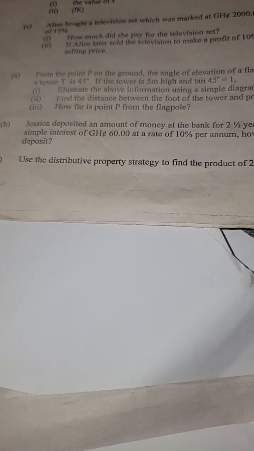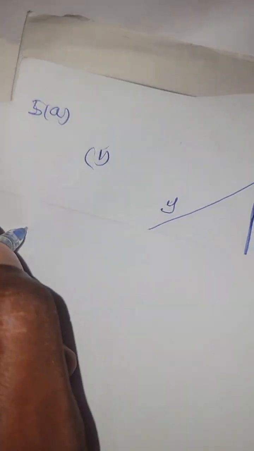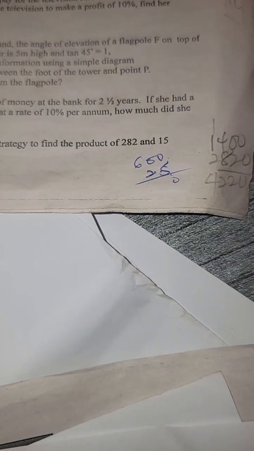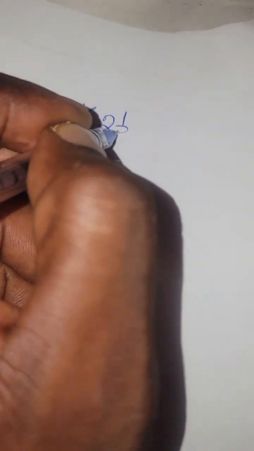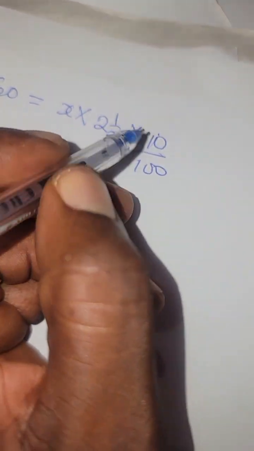B, Jessica deposited an amount of money at the bank for 2.5 years. So the principal is X, and we don't know the principal, the time is 2.5 years. She earned a simple interest of 60 cedis. So the interest is 60 cedis. So 60 cedis is equal to the principal X times 2.5 years times the rate is 10%. That's 10 out of 100. Right. So you have to find how much you deposited.